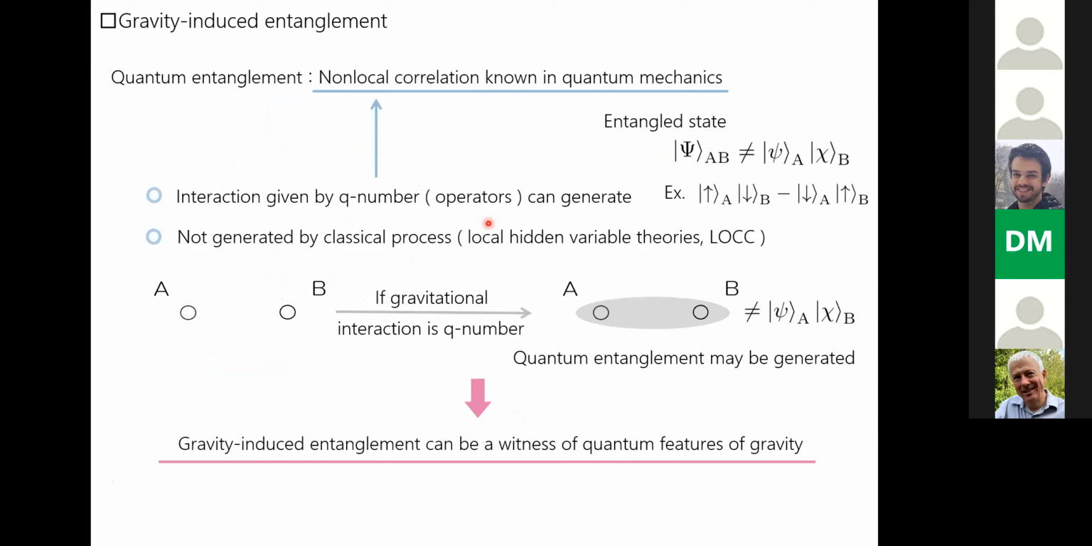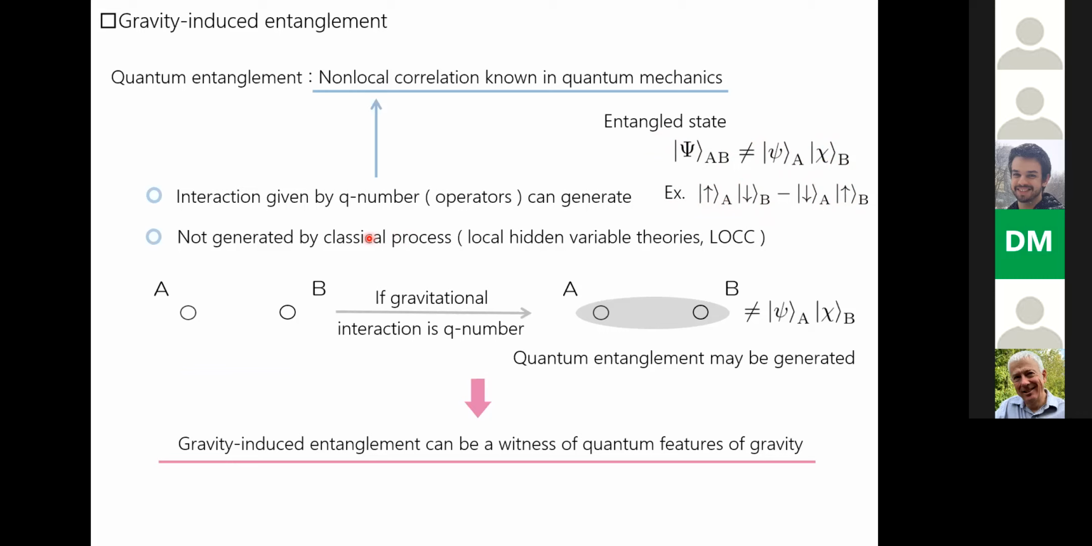Quantum entanglement is a non-local correlation known in quantum mechanics. A system AB is said to be entangled if its quantum state cannot be written in a product form. For example, if the spins AB are in the Bell state, they cannot be written in a product form. Such superposed states have the property that once the spin A is measured, then the state of the other spin B collapses into a corresponding spin state. In this sense, the two spins are correlated.